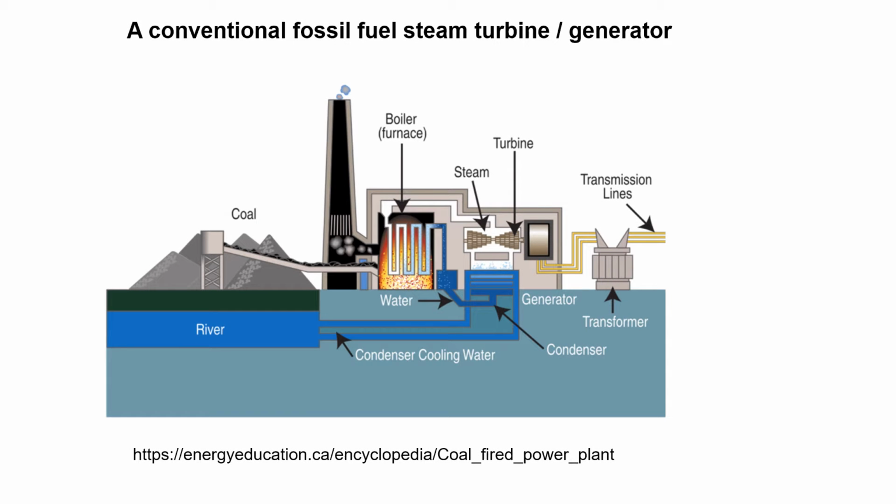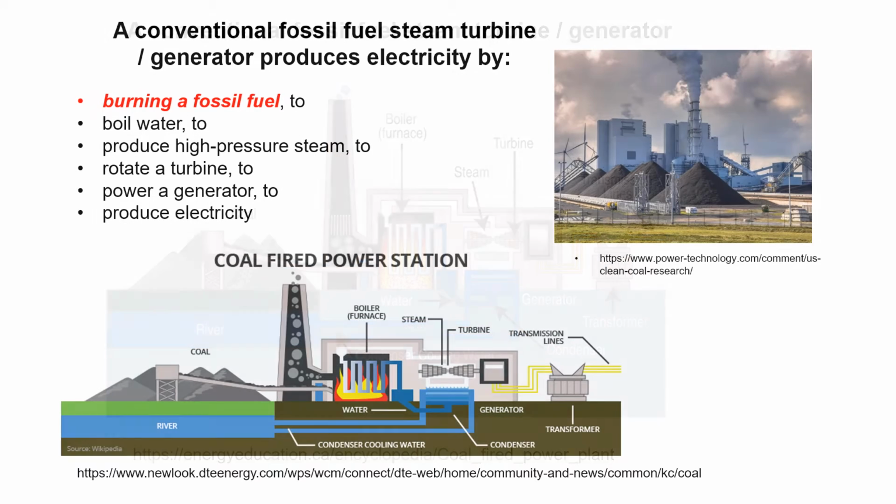Here is a diagram of a conventional fossil fuel steam turbine generator. A conventional fossil fuel steam turbine generator produces electricity by burning a fossil fuel to boil water, to produce high-pressure steam, to rotate a turbine, to power a generator, to produce electricity.